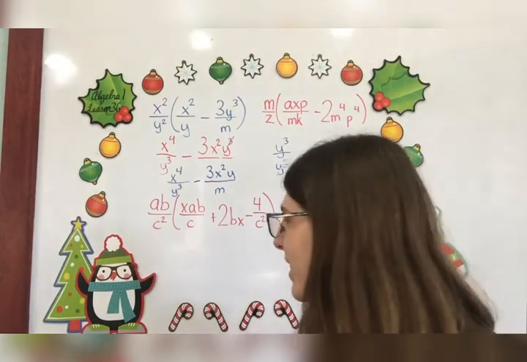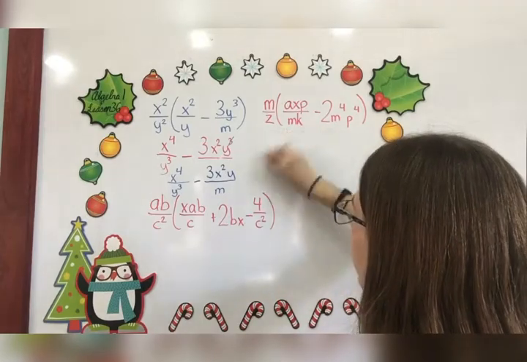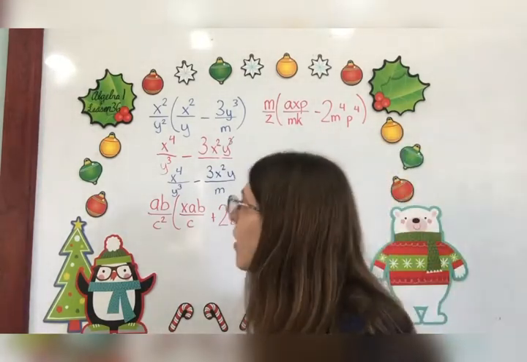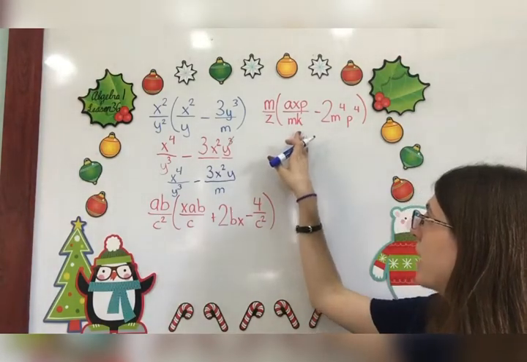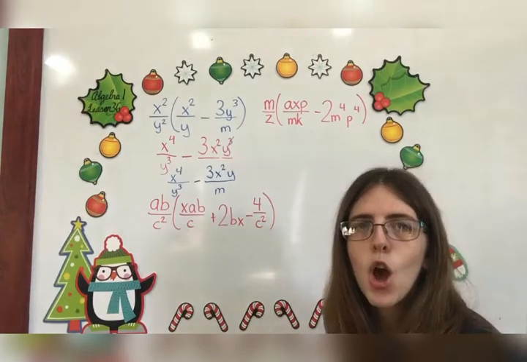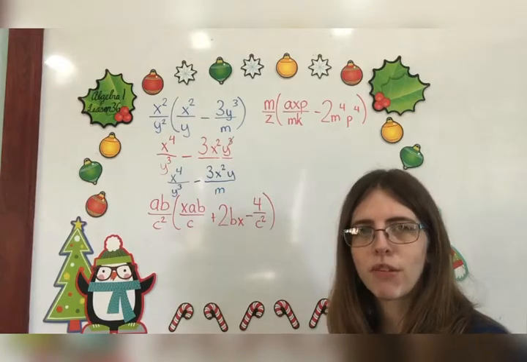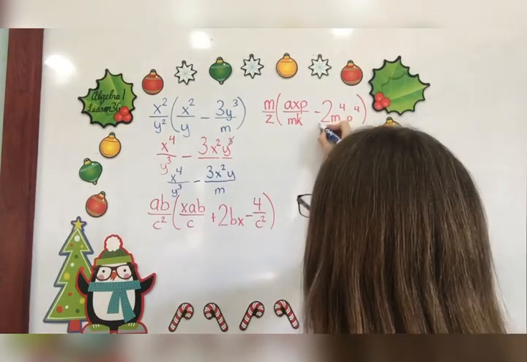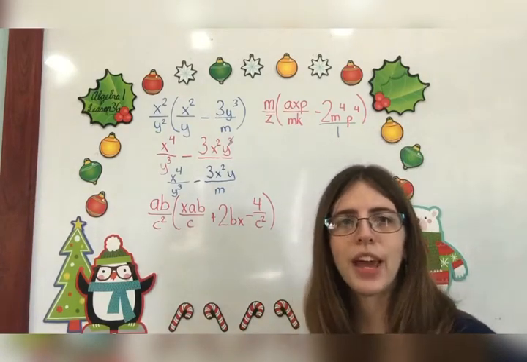All right, let's keep practicing. Let me erase this. Okay. mc times axp over mk minus 2m4 times p4. Remember that any whole number can be made into an improper fraction by putting it over 1, okay? So that changes it into a fraction.